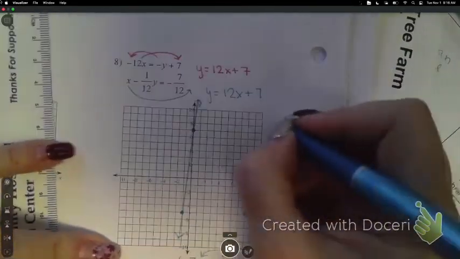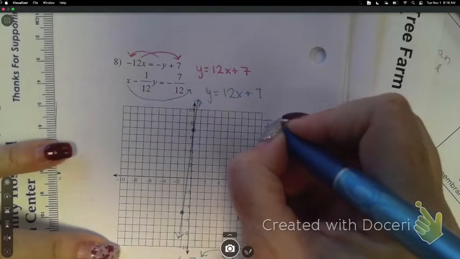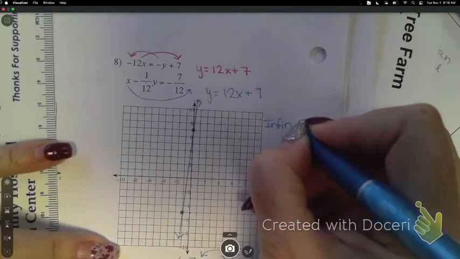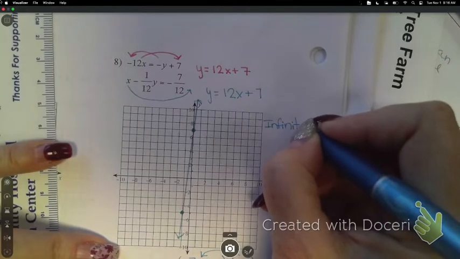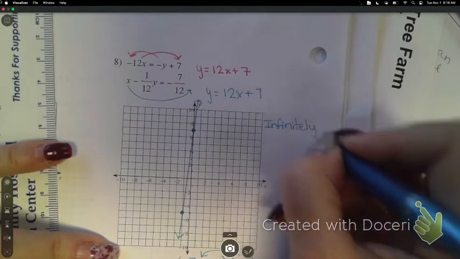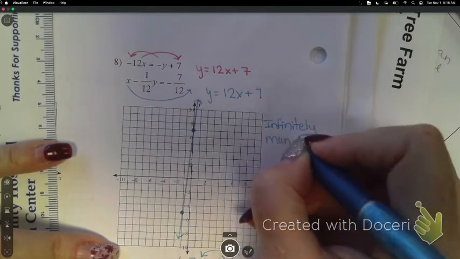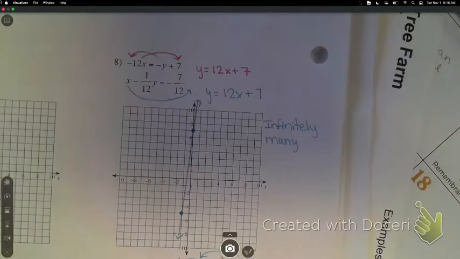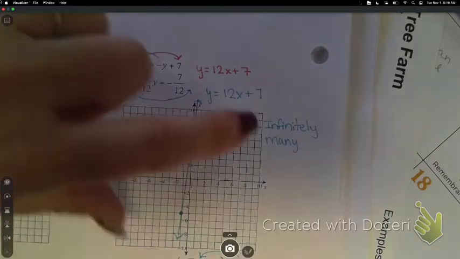So the answer is infinitely many. And actually, I am going to do 9, so you guys can just finish it today. Okay, so it's infinitely many.